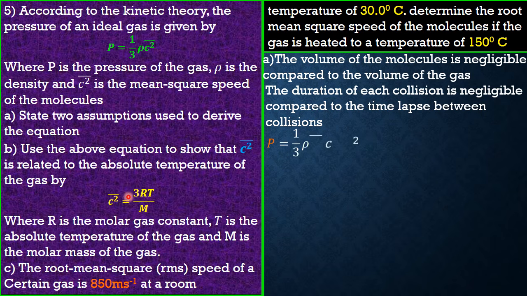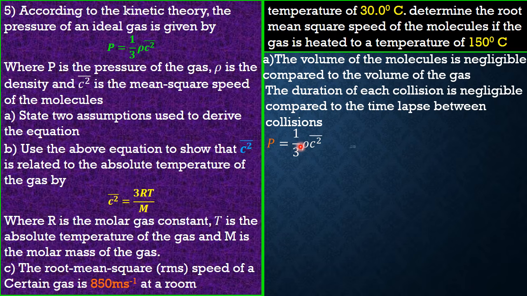Okay, guys, this is no big deal. So that's the equation P equals 1/3 rho c squared bar. So friends, let's look at rho. What is rho? Rho is simply the density, right? Let's keep in mind that there are a great many molecules in that gas.